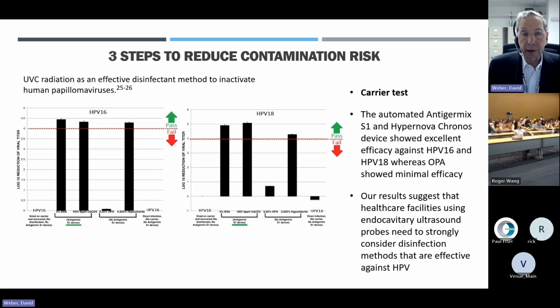And in a carrier test, the automated antigermics S1 and Hypernova Cronus devices showed excellent efficacy against both HPV 16 and HPV 18, whereas in some studies, orthophthalaldehyde, OPA, has shown minimal efficacy. These results suggest that healthcare facilities using endocavity ultrasound probes need to strongly consider disinfection methods that are effective against HPV.